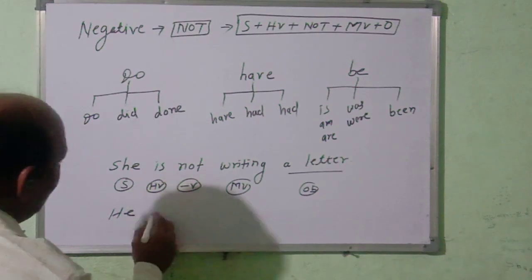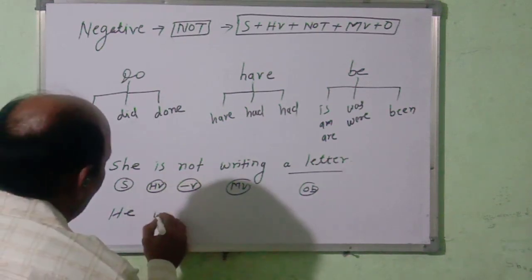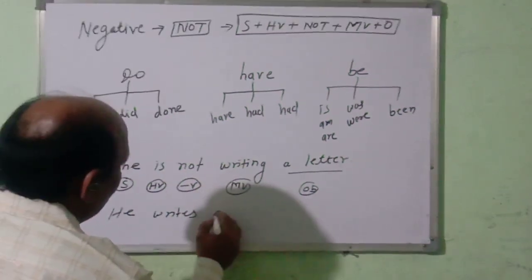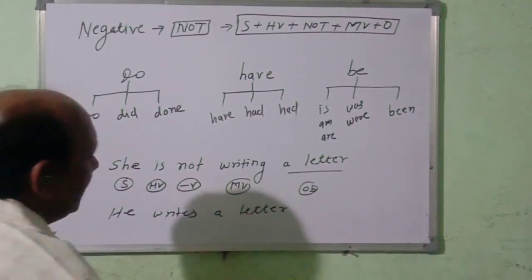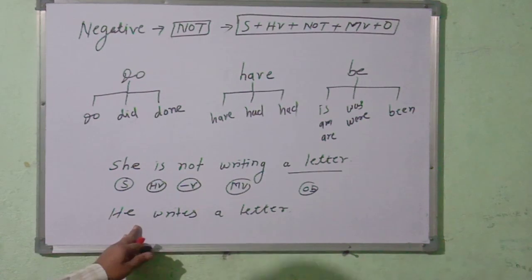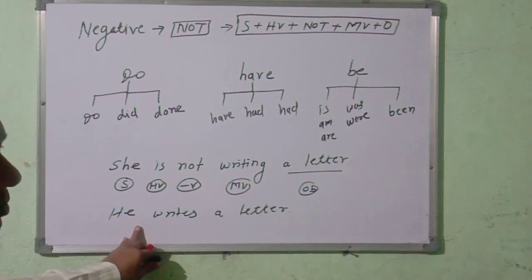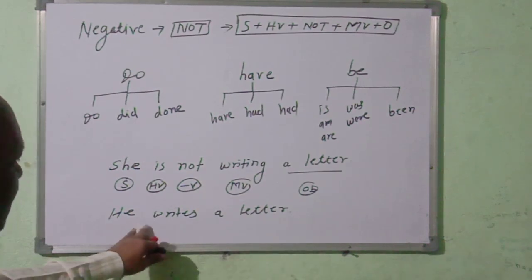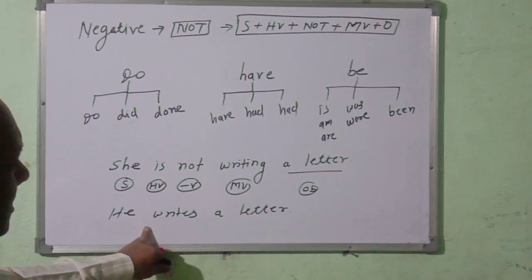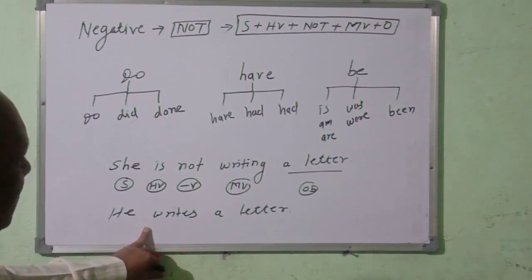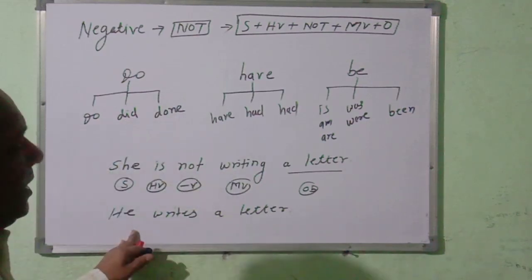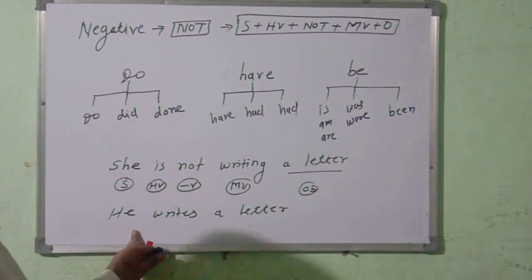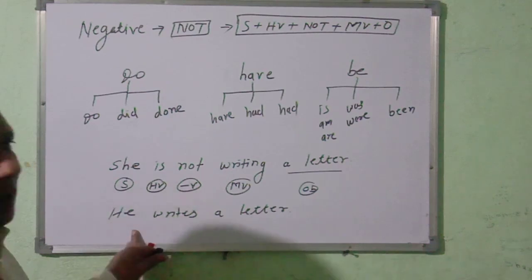He writes a letter. He writes a letter. Okay, so for creating the negative sentence according to this structure, what do we have to do? We have to observe this structure and this sentence. Okay, we will see which thing is missing in this sentence.